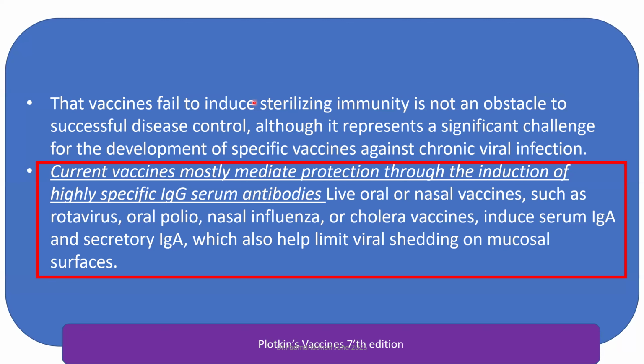Current vaccines mostly mediate protection through the induction of highly specific IgG serum antibodies. Live oral or nasal vaccines such as rotavirus, oral polio, nasal influenza, or cholera vaccine induce serum IgA and secretory IgA, which also help limit viral shedding on mucosal surfaces.